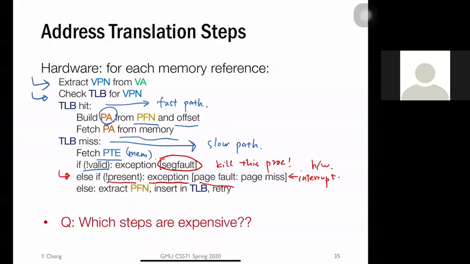If otherwise the present bit is 1, then we end up with a relatively fast path. We just go ahead and extract the physical frame number, populate the corresponding TLB entry, and then go ahead and retry. Okay? So the question is, which exact steps are expensive in this procedure?